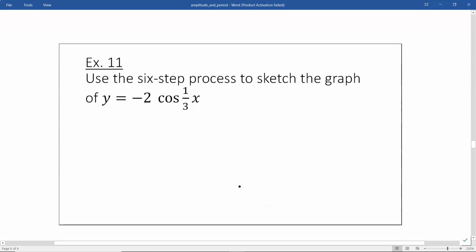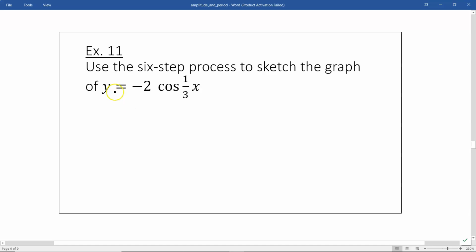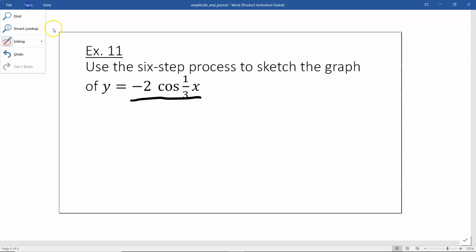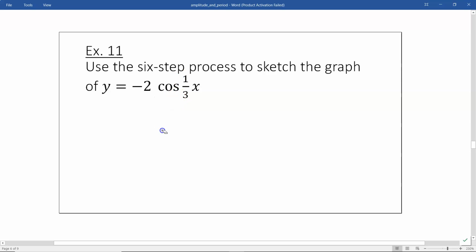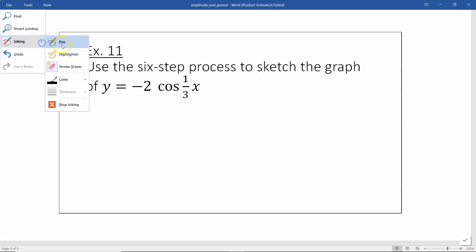So example 11 here, we're going to use the same 6-step process to sketch the graph, but this time we have a negative involved. So this one is negative 2 cosine 1/3 of x. And what I want you to try to do actually is solve this on your own by just pausing the video. Then I'll go over the solution in a second.